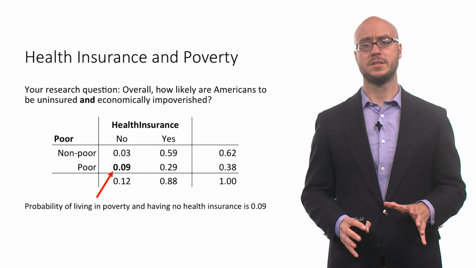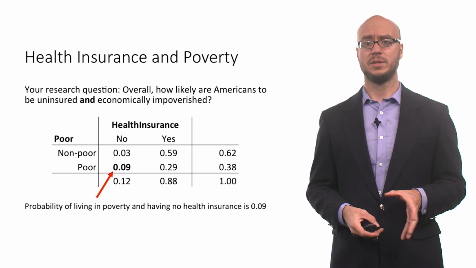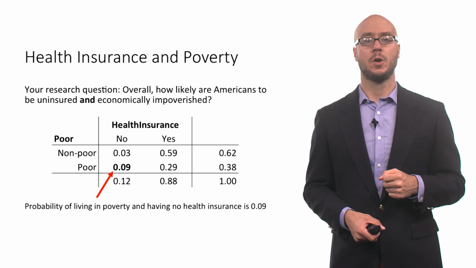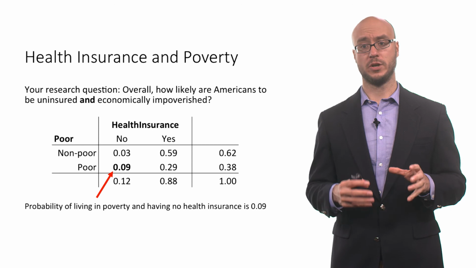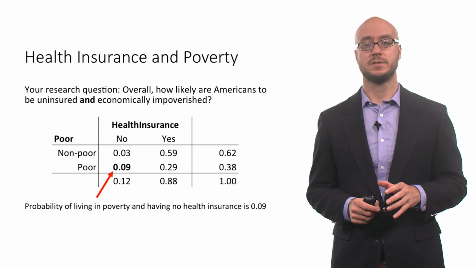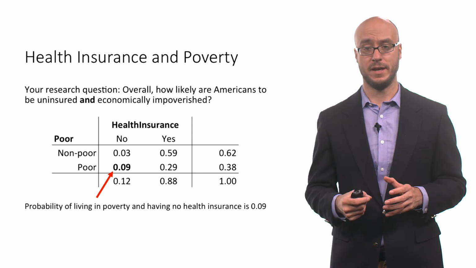So in our analysis, our key question is, how likely is it that Americans are to be uninsured and economically impoverished? How likely is that event A and B to occur at the same time? Well, we can say that that probability is 0.09. To put it another way, there's about a 10% chance, give or take, of somebody being poor and not having any health insurance. With that, we've concluded our discussion of joint probabilities. Next, we're going to explore other ways of investigating how to work with joint probabilities.